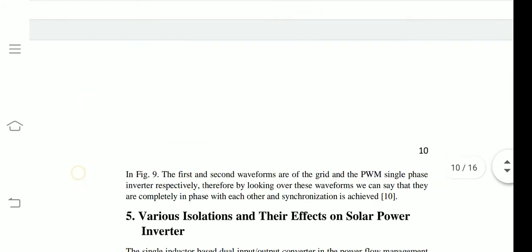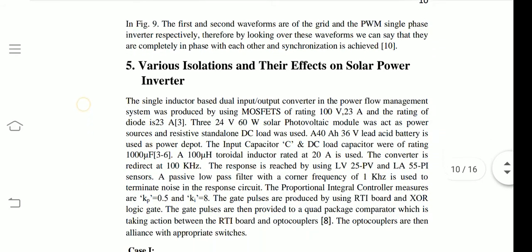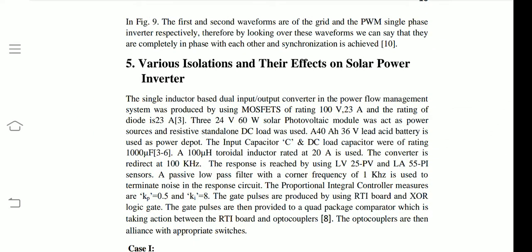Now, various isolations and their effect on solar power inverter. The single inductor based dual input output converter in the power flow management system was produced by using a MOSFET rated 100 volt 23 ampere, and the rating of the diode is 23 ampere.